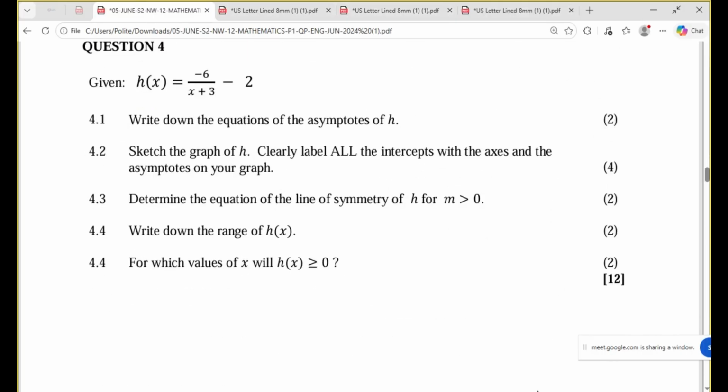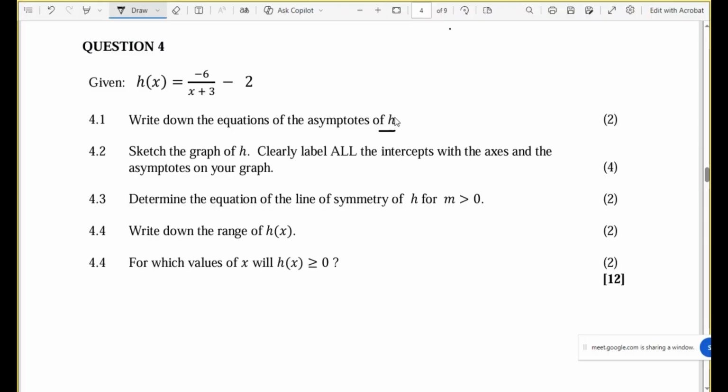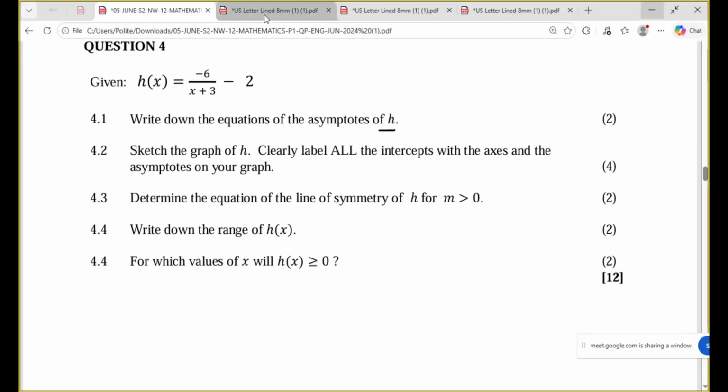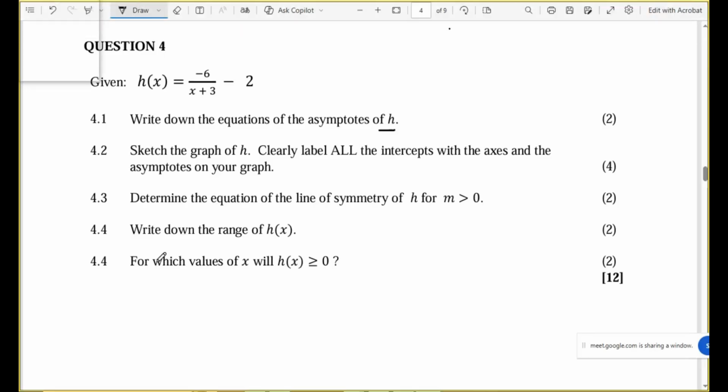Question 4, they say, write down the equation of the asymptote of h. Guys, please give me a second. I need to master the subject. So let's just work on this question 4 first. Write down the equation of the asymptote of h.